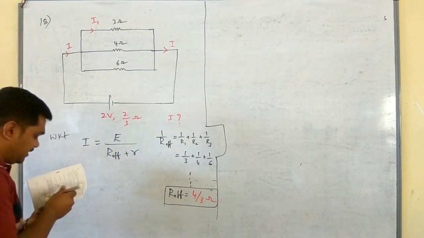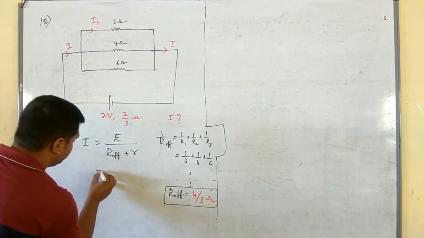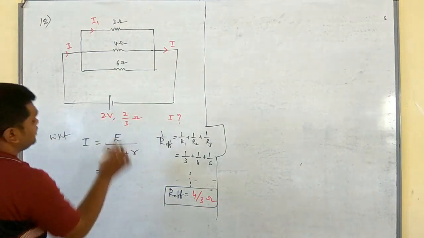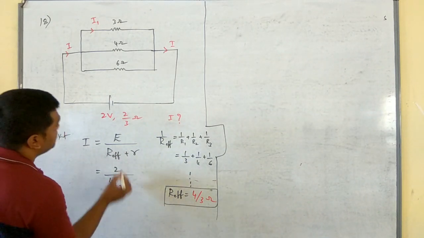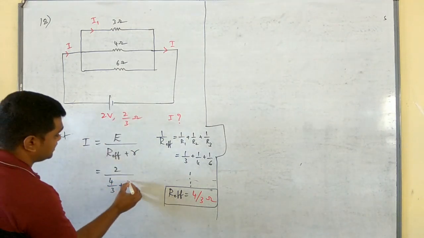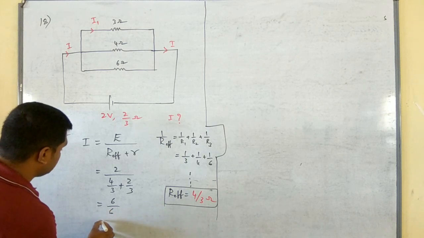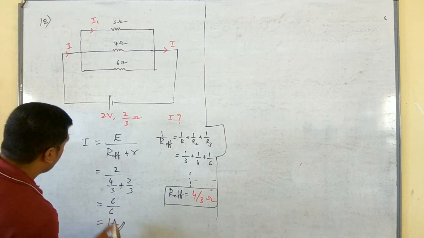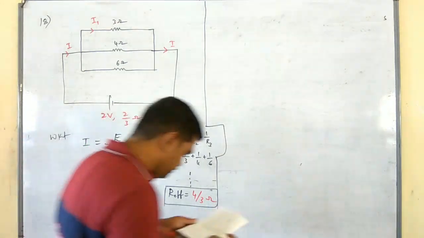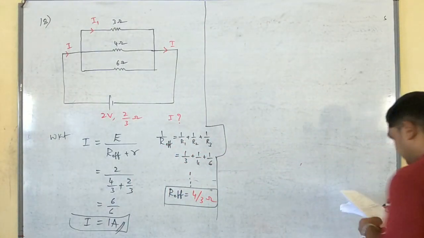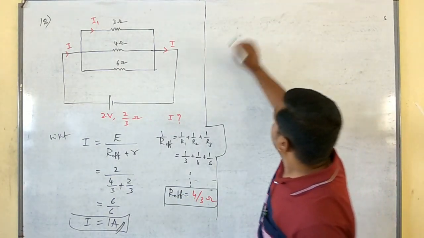Once you get the value of R effective as 4 by 3, see here, E value is given as 2, R effective is 4 by 3, plus small r, internal resistance, 2 by 3. Therefore, it is 6 by 6, that is 1 ampere. I is equal to 1 ampere, which is the total current.